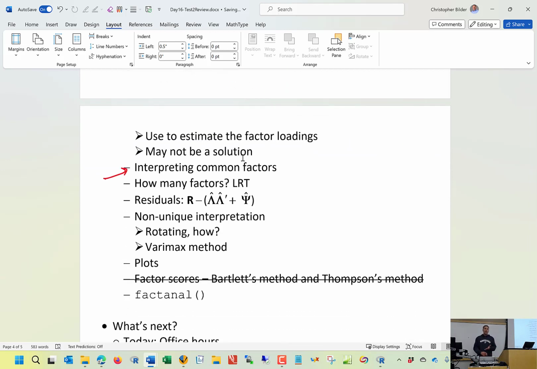Interpreting these common factors is a very important thing. How do we choose the number of factors? Well, that's where the likelihood ratio test comes into play. Also, we can look at these residuals based upon the correlation matrix to make a judgment of, okay, is this factor analysis model really getting at that correlation structure?